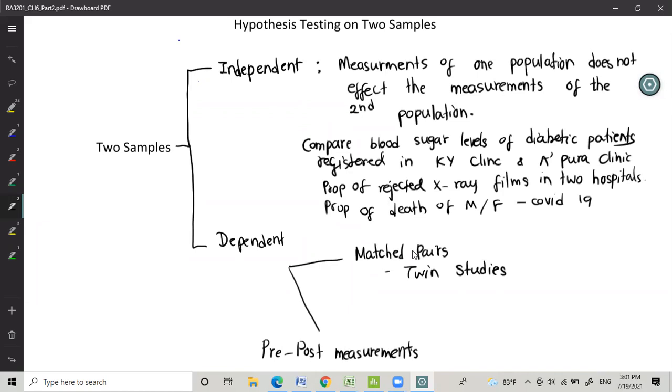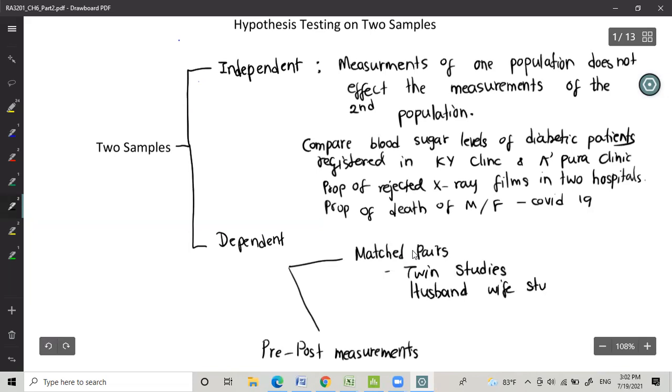So when you do twin studies, most often the behavior of one sibling affects the behavior of the other sibling. So that has been proven. So twin studies are matched pairs. You can't say the behavior of one sibling is completely different than the other sibling. Especially with identical twins, they are going to be matched pairs. And another one is the husband and wife studies.